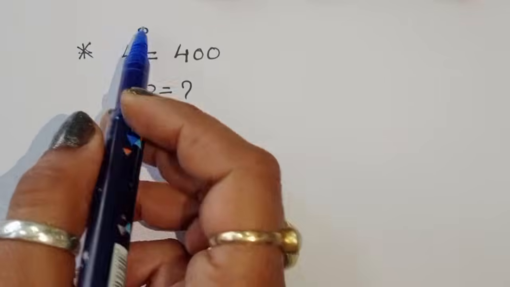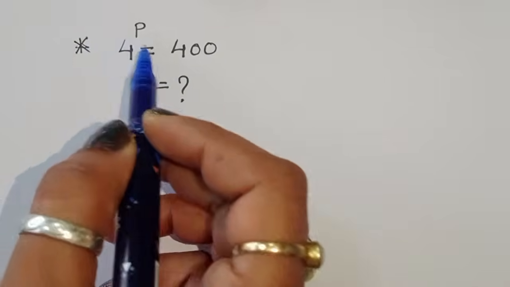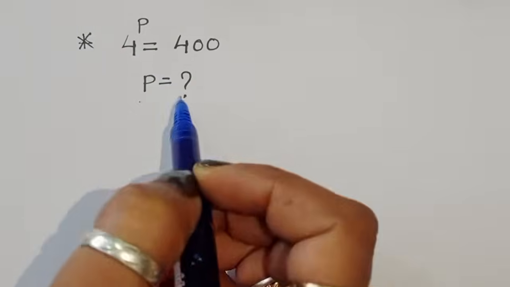Question is given 4 power p is equal to 400. So we have to find out the value of p here. How we can find out the value of p? Let's see the solution.